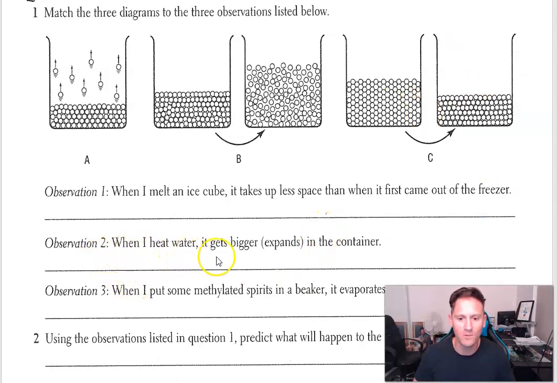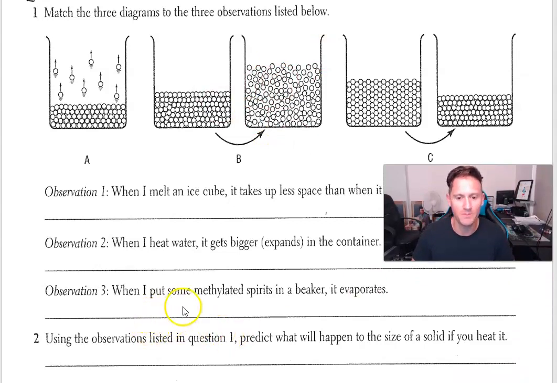Observation 2, when I heat water, it gets bigger or expands in the container. So that looks like option B because we've got the water here and then we're heating it, which gives it more kinetic energy, so more movement. So those particles are now moving more and we can kind of see that they're spaced apart more. That's because they've got a lot of energy. They want to kind of move everywhere. So I'd say B best explains that.